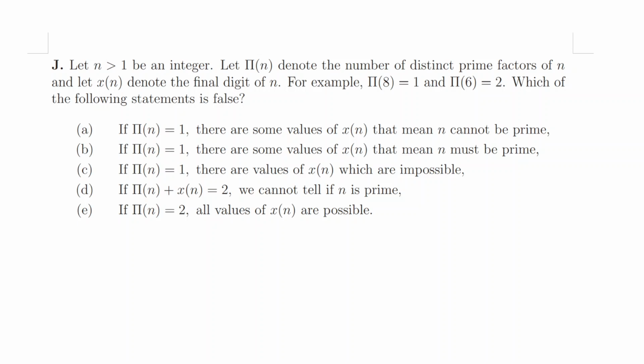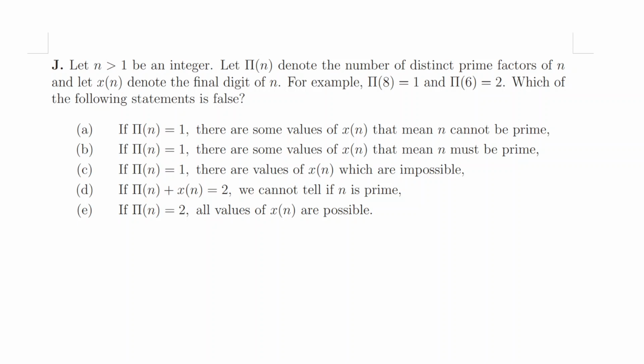Okay, question 1J. Let n greater than 1 be an integer. Let big pi of n denote the number of distinct prime factors of n, and let small x of n denote the final digit of n. For example, pi of 8 is 1, and pi of 6 is 2. Which of the following statements is false?